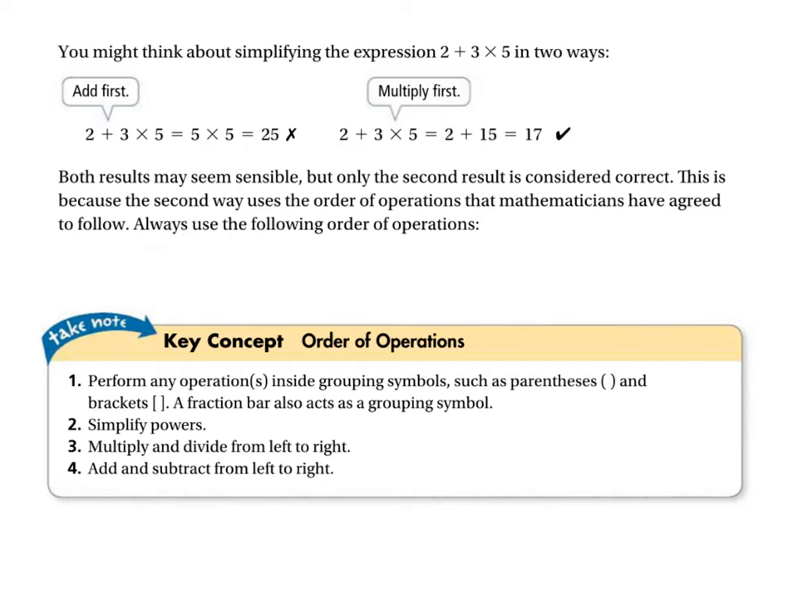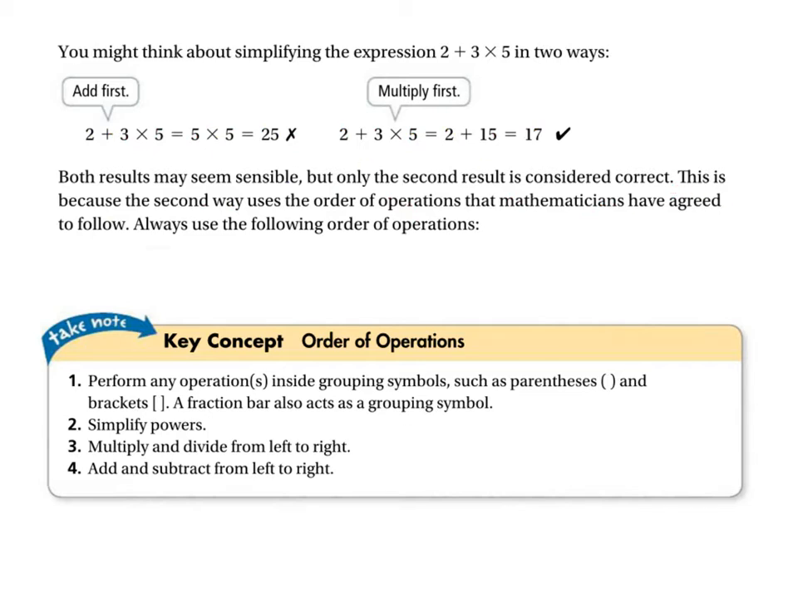Now you might think about simplifying the expression 2 plus 3 times 5 in a couple of different ways. Some people, and I know that there are people that will try it, do the addition first, because it's coming first if you come from the left. 2 plus 3 is 5, and then you multiply that 5 by the 5, and you get 25. That's not the answer, though. Or you could do the multiplication first. 3 times 5 is 15, so you take that 2 plus that 15 and get 17. That's the way to do it. Now, both seem sensible, but only one is correct.